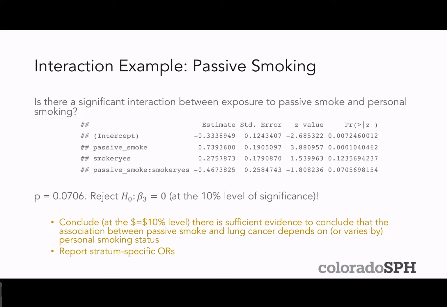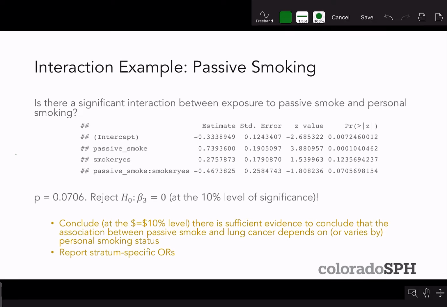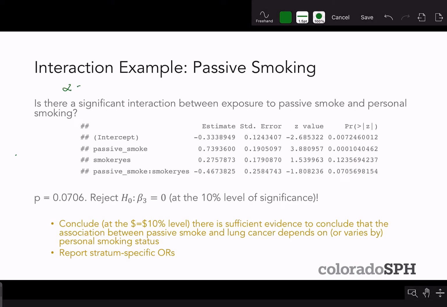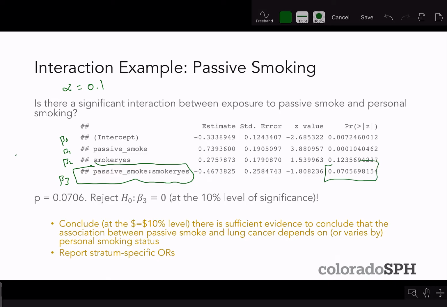So is that interaction significant? We're going to assume that here we actually decided to have an alpha level of 0.1, just so that I can show you what the interpretation looks like and what you do if you have a significant interaction term. So yeah, we're interested in that. Here we have beta 0, beta 1, beta 2. We're interested in beta 3. And the p-value for that beta is 0.071.